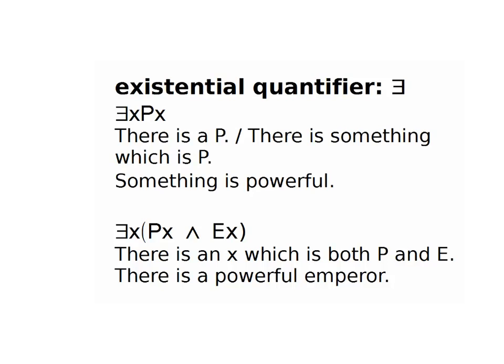That's how you translate that there is a powerful emperor. That is, there is at least one powerful emperor. That is, there is some x such that Px and also Ex. There is some x which is powerful and also which is an emperor. Which is to say, there is at least one powerful emperor. We're almost done with the technicalities. One more.